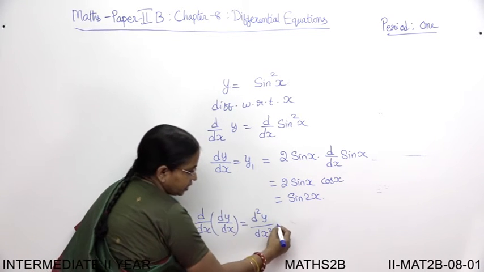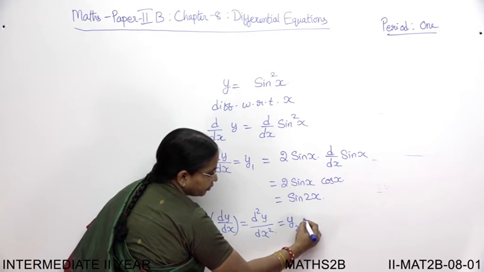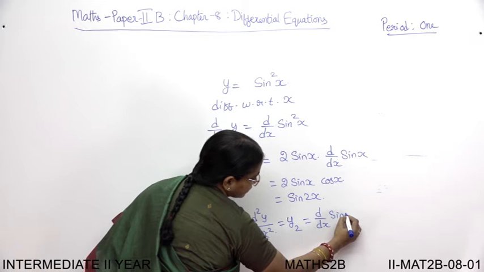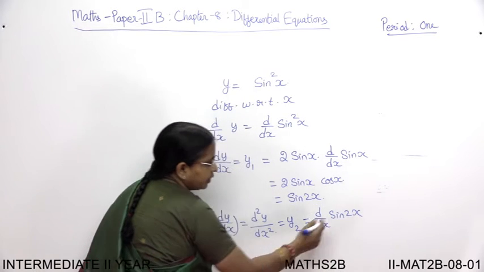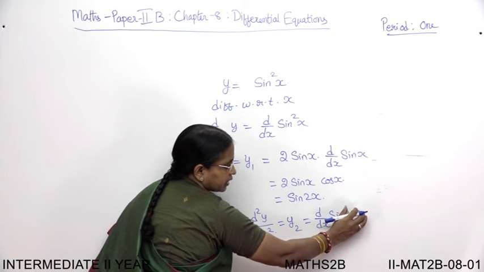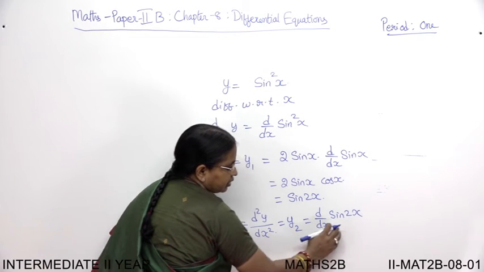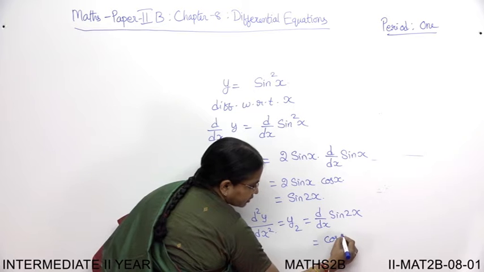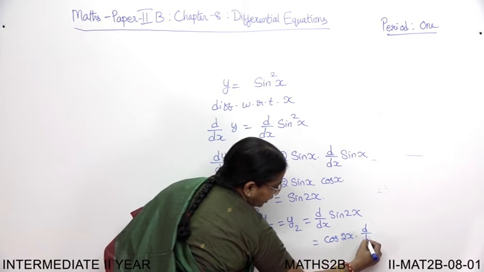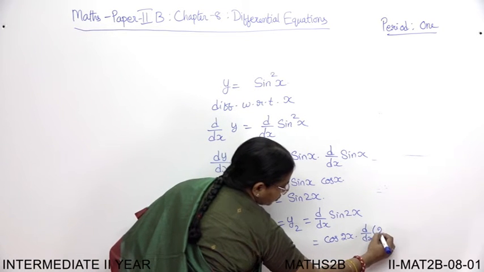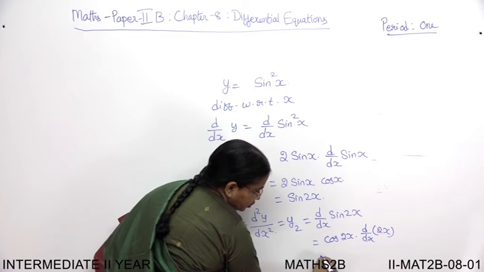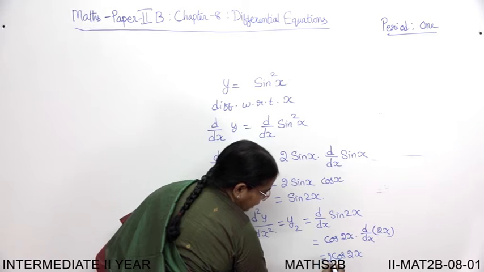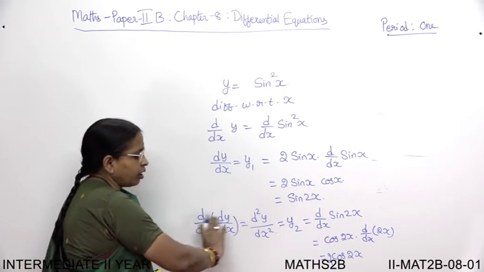Like in this notation, it is denoted by y2. So it is equal to d by dx of sine 2x. What is the derivative of sine 2x? The inner function is 2x. The derivative of sine x is cos x, so cos 2x into d by dx of the inner function 2x. The derivative of 2x is 2, so it is cos 2x into 2. This is the second order derivative.